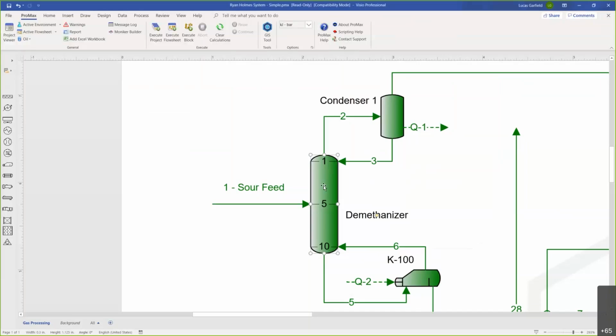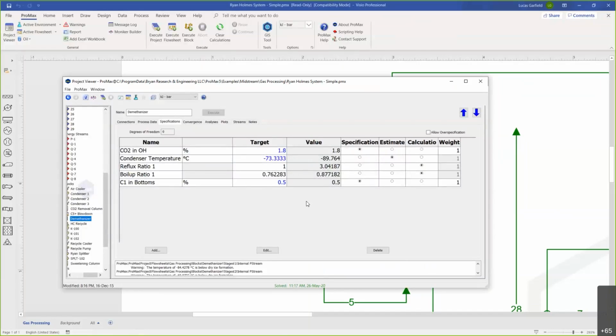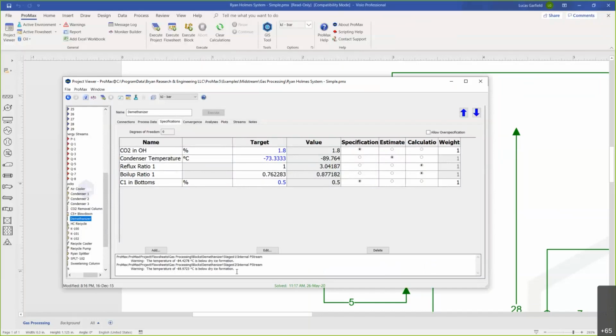If I open up the column, if you may have noticed if you were paying really close attention earlier, I've actually got some warnings down here in the column. I'm being told that the temperature of tray 1 and tray 2 are both below the solids formation temperature, the point at which dry ice would form. And so this is the first problem that we run into.